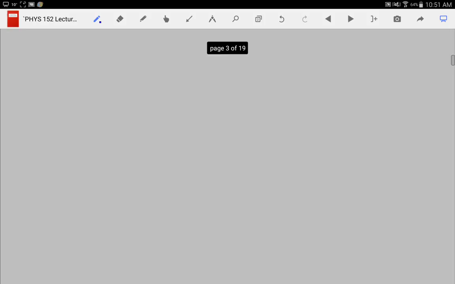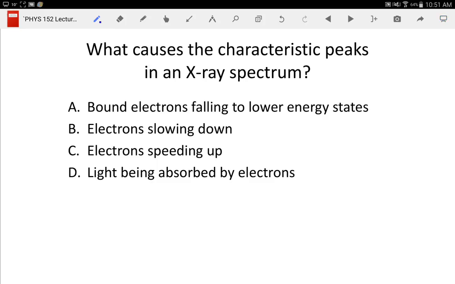Okay, so moving on from that, what causes the characteristic peaks? And I have to change, don't answer yet. Okay, you can answer now. Boom. Reagan, Torrey, and Cassie are in there instantly. What causes the characteristic peaks in an X-ray spectrum?